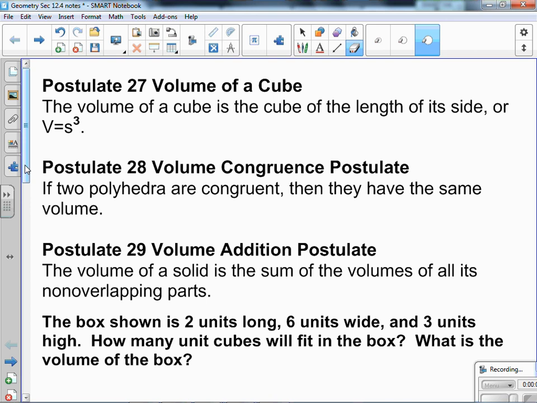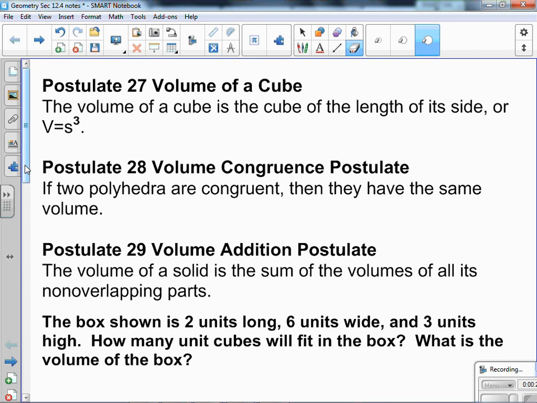Alright, so here today we're looking at section 12.4, which is all about volumes. Postulate 27 gives us the volume of a cube. It says the volume of a cube is the cube of the length of its side, or V equals S to the third power, S cubed.